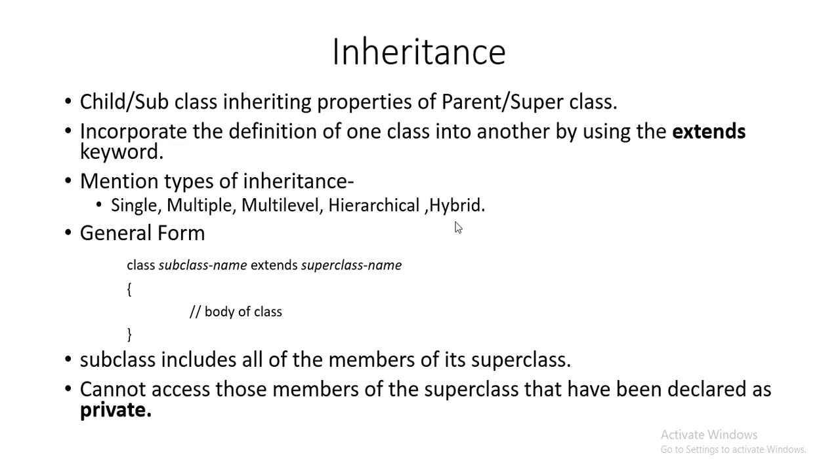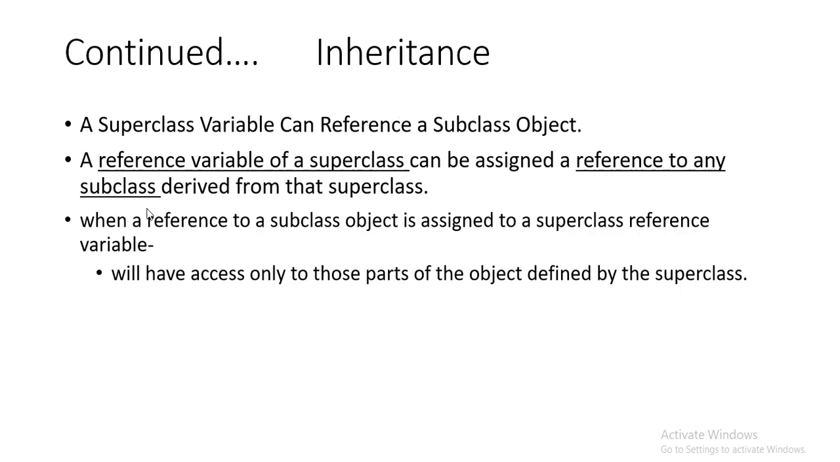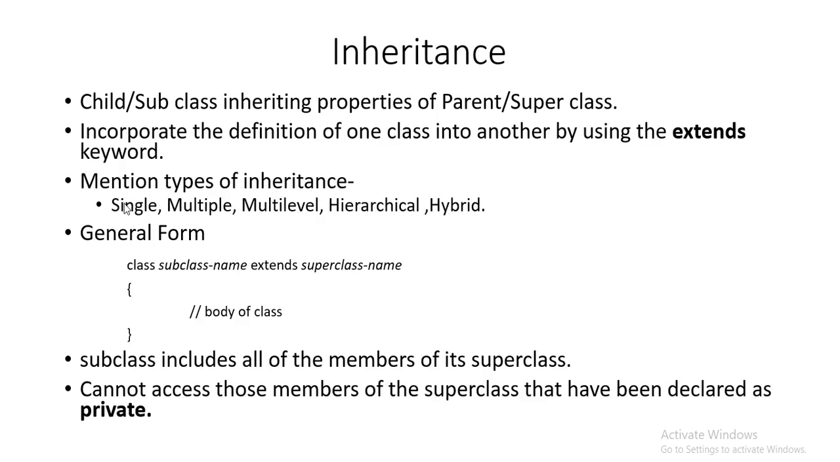There are types of inheritance, like single inheritance. Single inheritance means we have one parent class and one child class. That is, one class is extending another class. Just two classes: one parent class and only one subclass, or one base class and one derived class. One superclass and one subclass. You can say single inheritance means only one superclass and only one subclass.